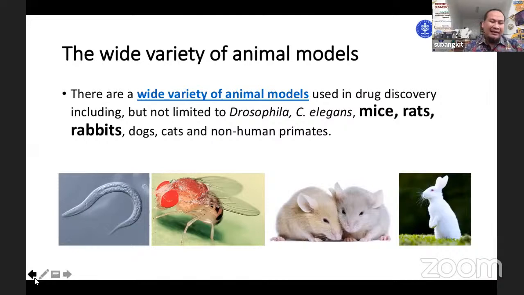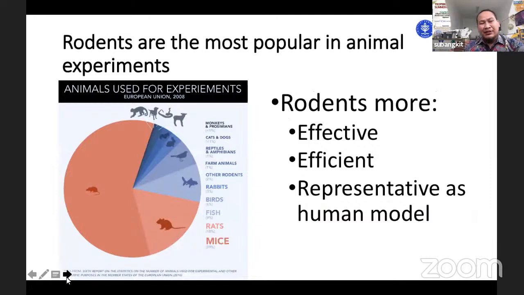As we know, there is C. elegans, which is a roundworm, and then Drosophila, rodents, and also rabbit. It's a very common animal for animal experiments or animal models. But mice, rats, and rabbits are the most popular animal models. Why? Because the rodent is more effective, efficient, and also representative as a human model.